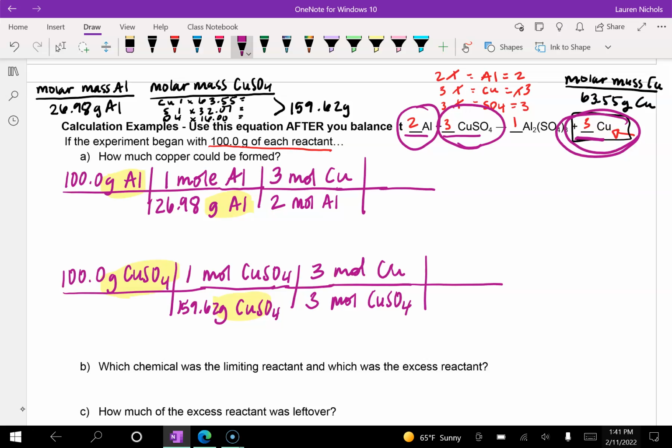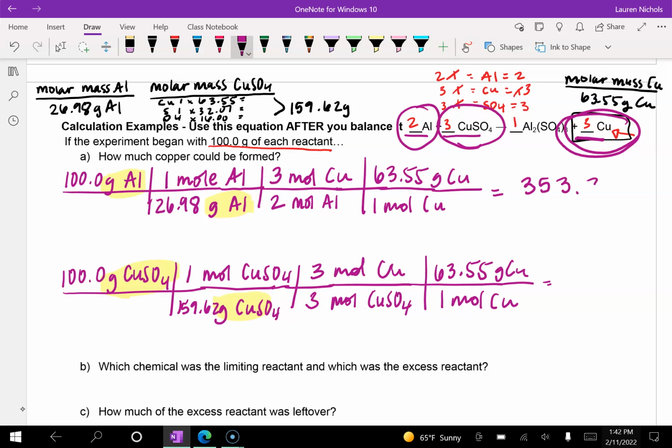We want the mass of copper, so we know that 1 mole of copper is 63.55 grams of copper. And so that part of our T-chart will be identical. So now that we have grams of copper of everything, our units cancel out, all of that, we can put this into our calculator. Remember, we multiply by what's on the top, we divide by what's on the bottom, and for aluminum, that will give us 353.3 grams of copper.